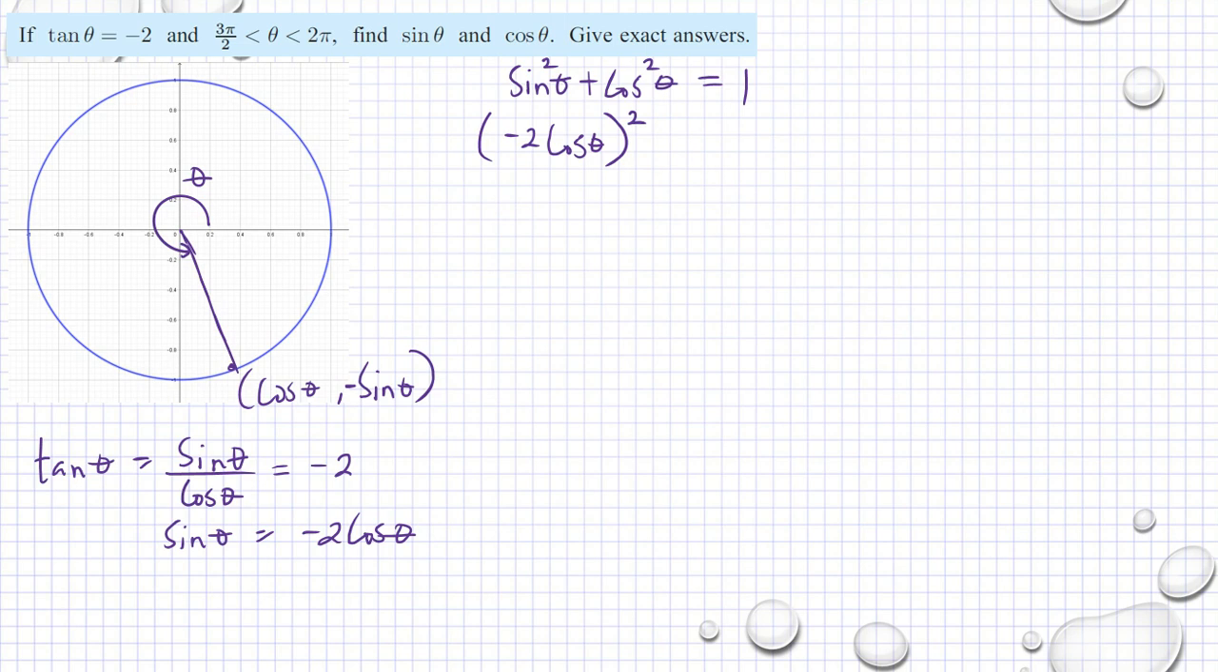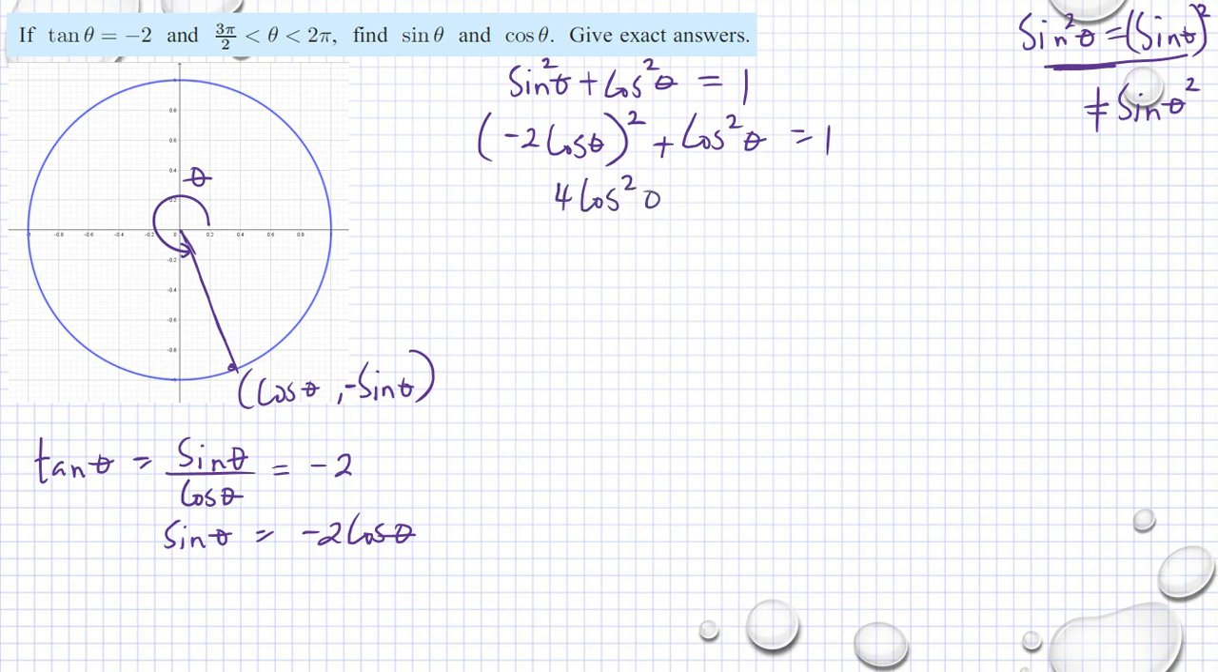This notation sine squared theta is the same as sine theta in parentheses squared, but it is not the same as sine of theta squared. Okay, they are equal. Plus cosine squared theta is equal to 1. Then we have 4 cosine squared theta, the square of that, plus cosine squared theta is equal to 1. Then we have 5 cosine squared theta is equal to 1. Divide both sides of the equation by 5. Then cosine squared theta is equal to 1/5.